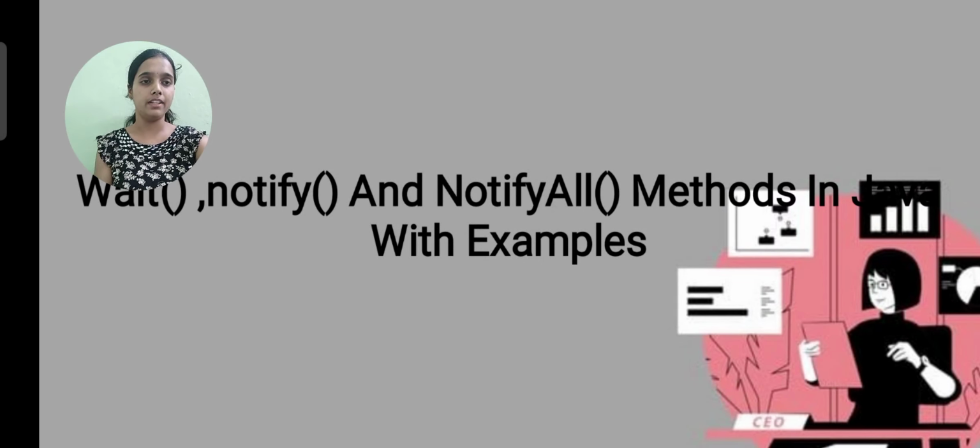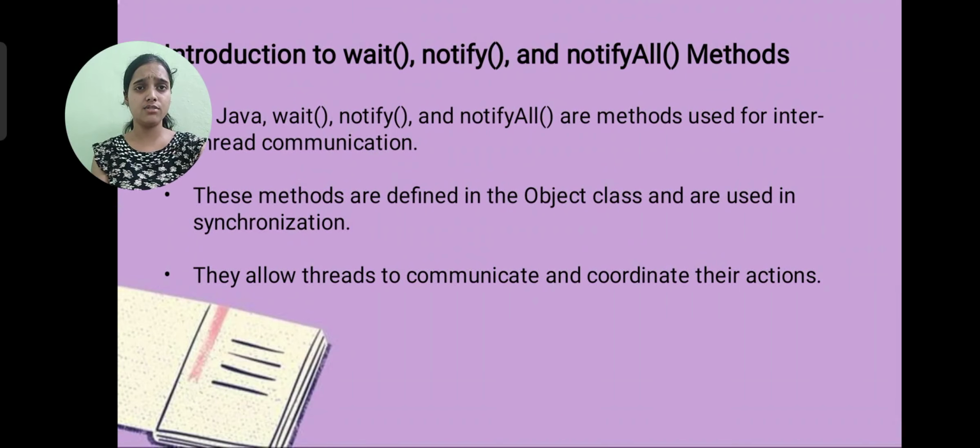Hello everyone, I am Ananya and I am here to explain to you about wait, notify and notify all methods in Java with examples. Now what are these wait, notify and notify all methods? In Java these methods are used for inter-thread communication, and all of these methods are defined in the Object class and are useful in synchronization.